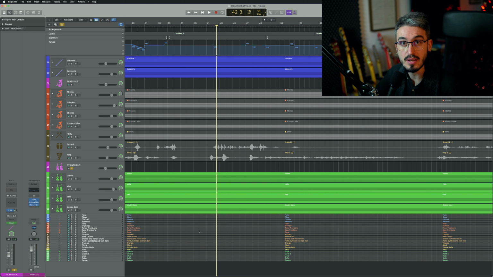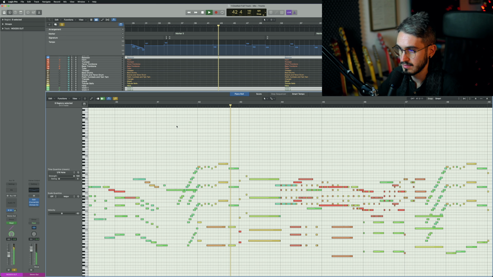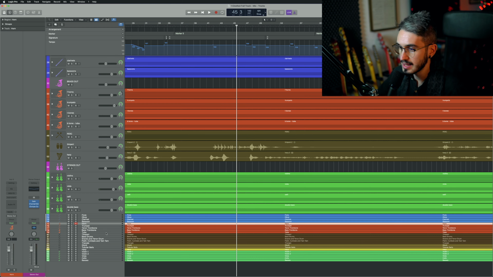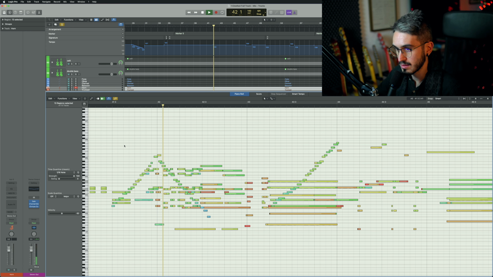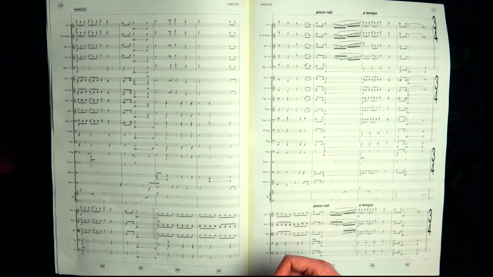They're literally playing the same thing in octaves. And let's have a listen to brass. The MIDI looks so messy. This section is really strong.